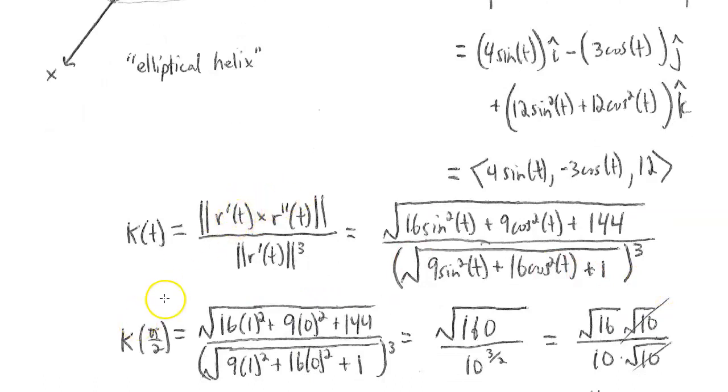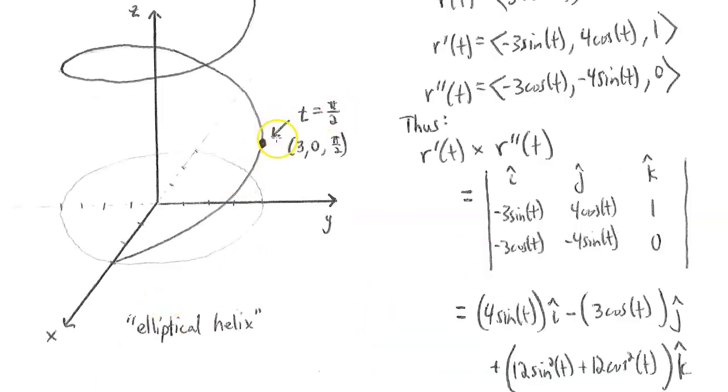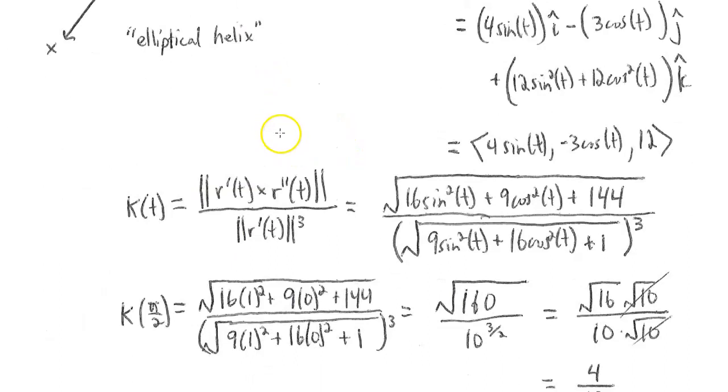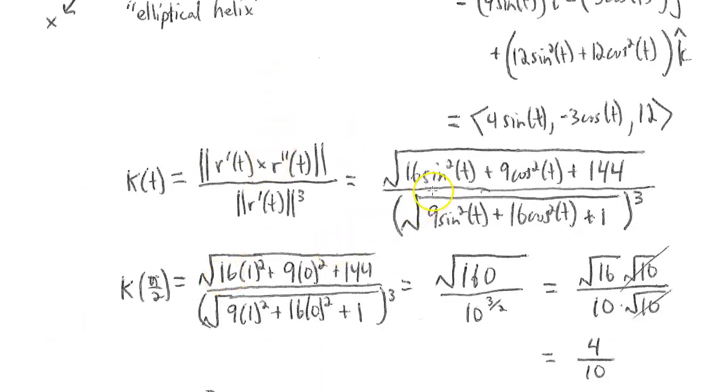Now what about kappa of pi halves? Because pi halves will take us to this point, which remember is 0, 4, pi halves. I accidentally wrote that there. So what is the curvature right there? If we plug in pi halves everywhere we see a t, sine of pi halves will be 1, and cosine of pi halves will be 0. So we plug things in, and we get 16 times 1 squared plus 9 times 0 squared plus 144, and we have the square root of all that. So that's the square root of 16 plus 144, the square root of 160.